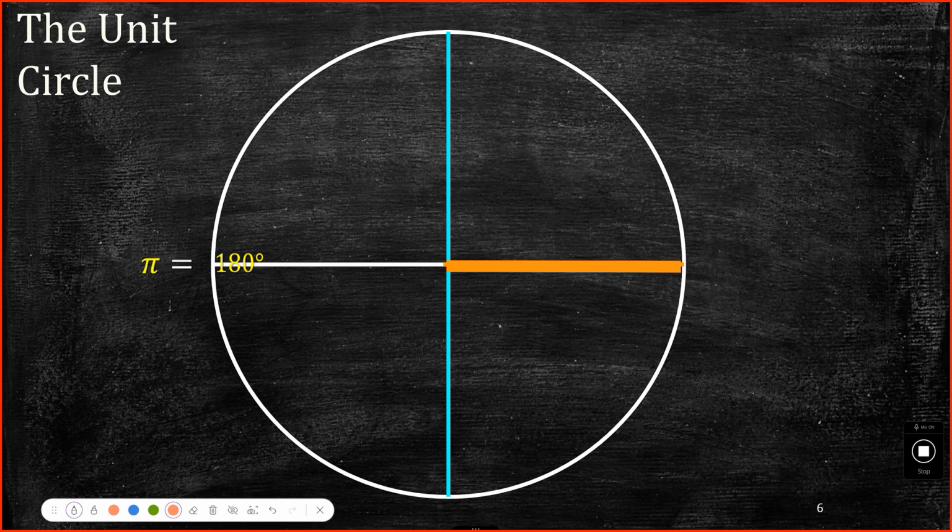You have to believe that this is pi, is 180. That is half of pi. Pi by 6, because you cut it into 6 pieces. Pi by 4, pi by 3, pi by 2.